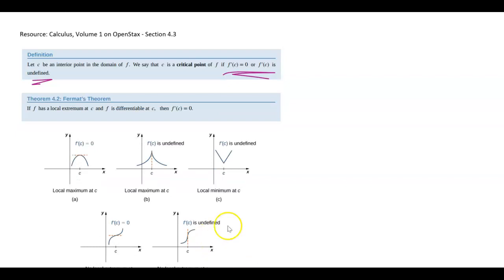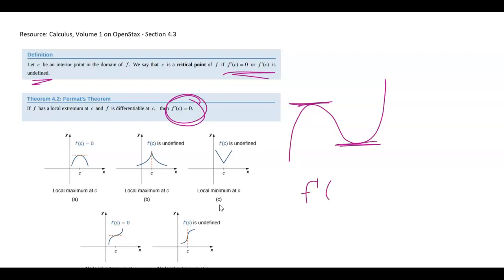Now, Fermat's theorem says if you have a local maximum or local minimum, then you must have a derivative of 0. Anytime you have a local maximum or a local minimum, that slope of the tangent line has to be 0, which is true. However, just because f prime of c equals 0 does not mean that you have a local min or a local max.